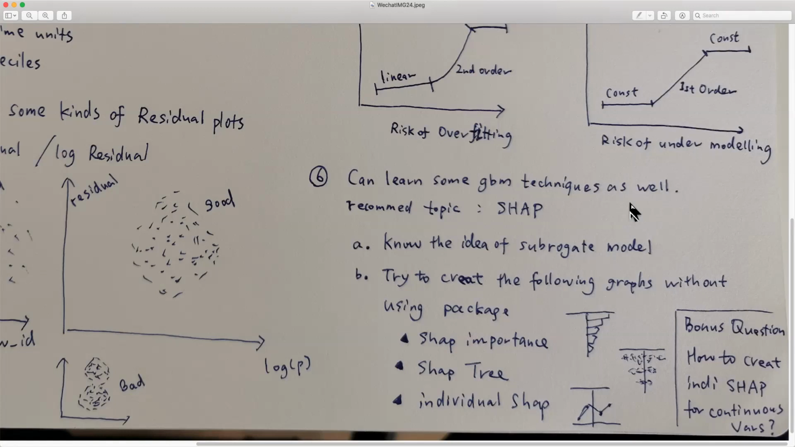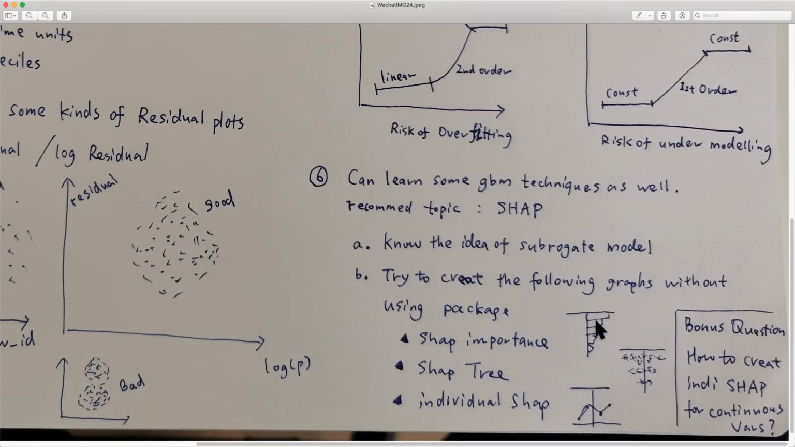Well, I have two recommendations. The first one is you should know the idea of a surrogate model. I will not explain here. Google it yourself. And the second recommendation is to try to create the following graphs without using packages. The first one is SHAP importance.